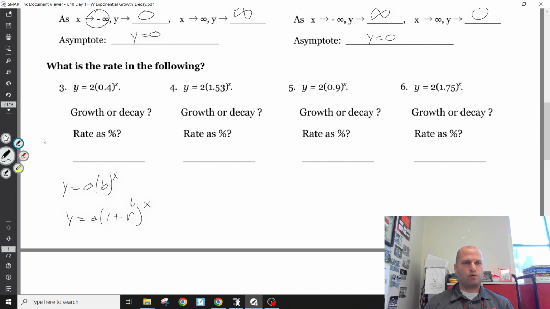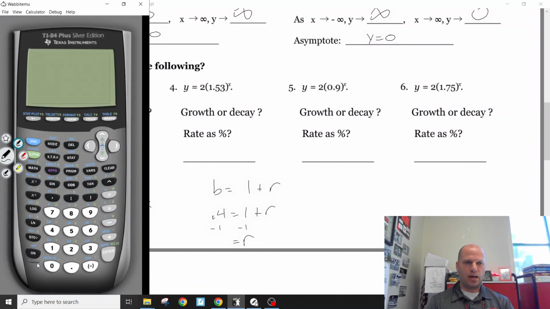So this is important for understanding for the next lesson when we're talking about real-world situations, that this b value you get is 1 plus r. If r is negative, it's a decay, and it'd turn into 1 minus r. If r is positive, it's a growth, so it's 1 plus r. So here, all we're doing for these 4 problems is setting b equal to 1 plus r, and we just subtract 1 to get r.